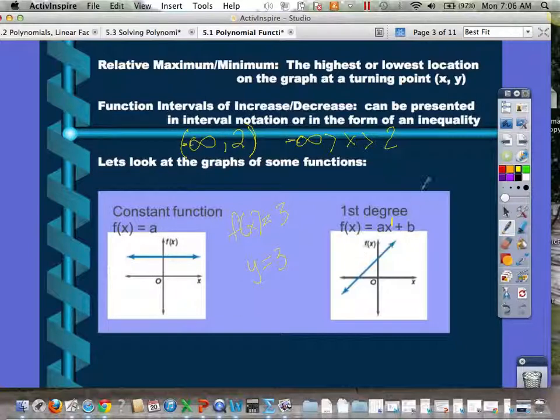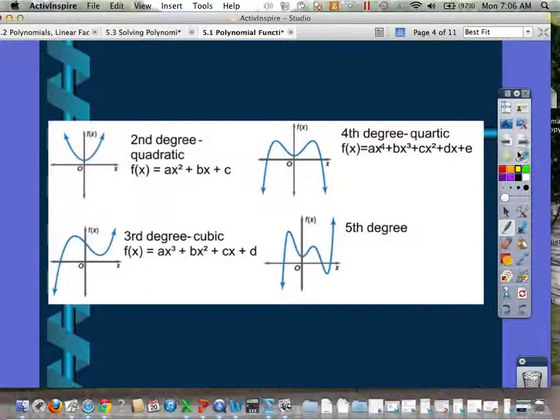All right, so let's look at some more graphs.